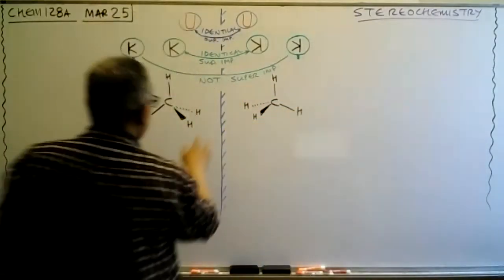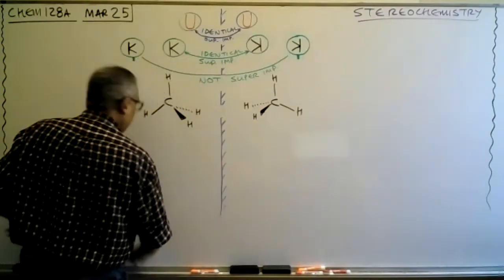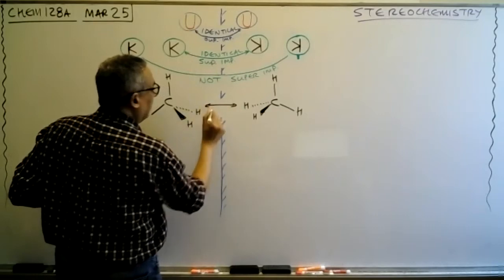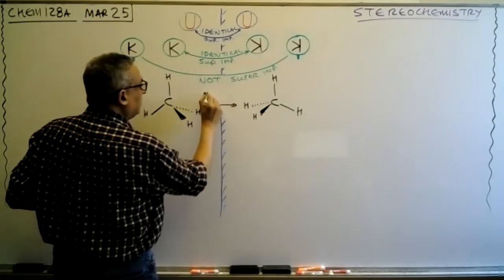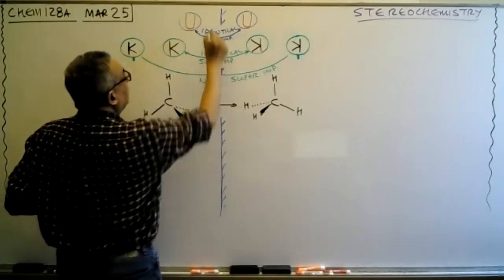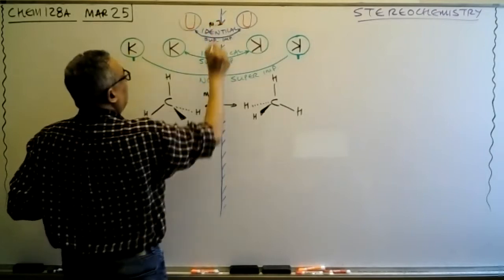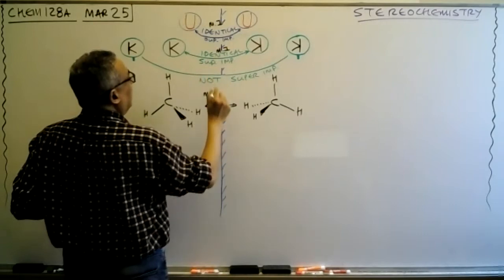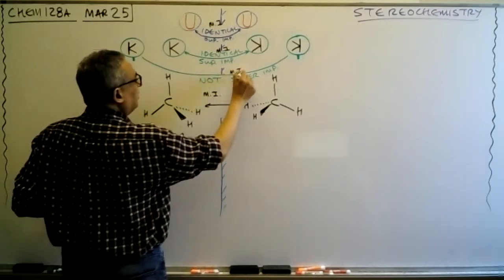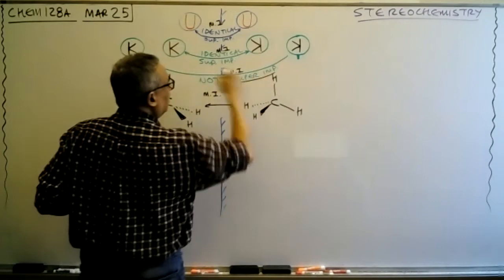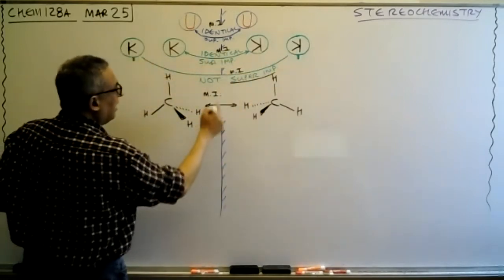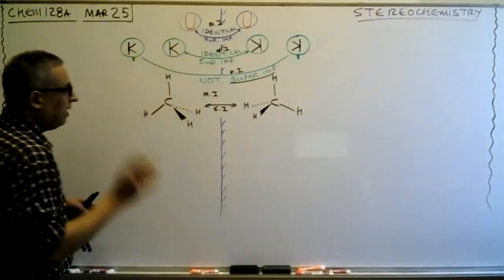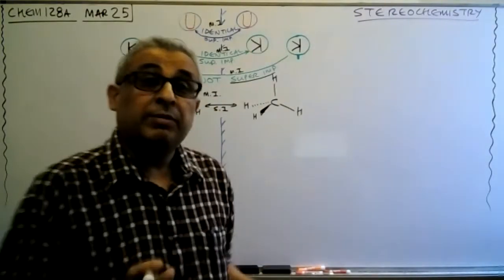So the relationship between them is their mirror image, like they're all mirror images. They're mirror images and they're superimposable. This one is their mirror image, but not superimposable. These two guys are mirror images and superimposable, so they're identical. Now let's start messing with the molecules.